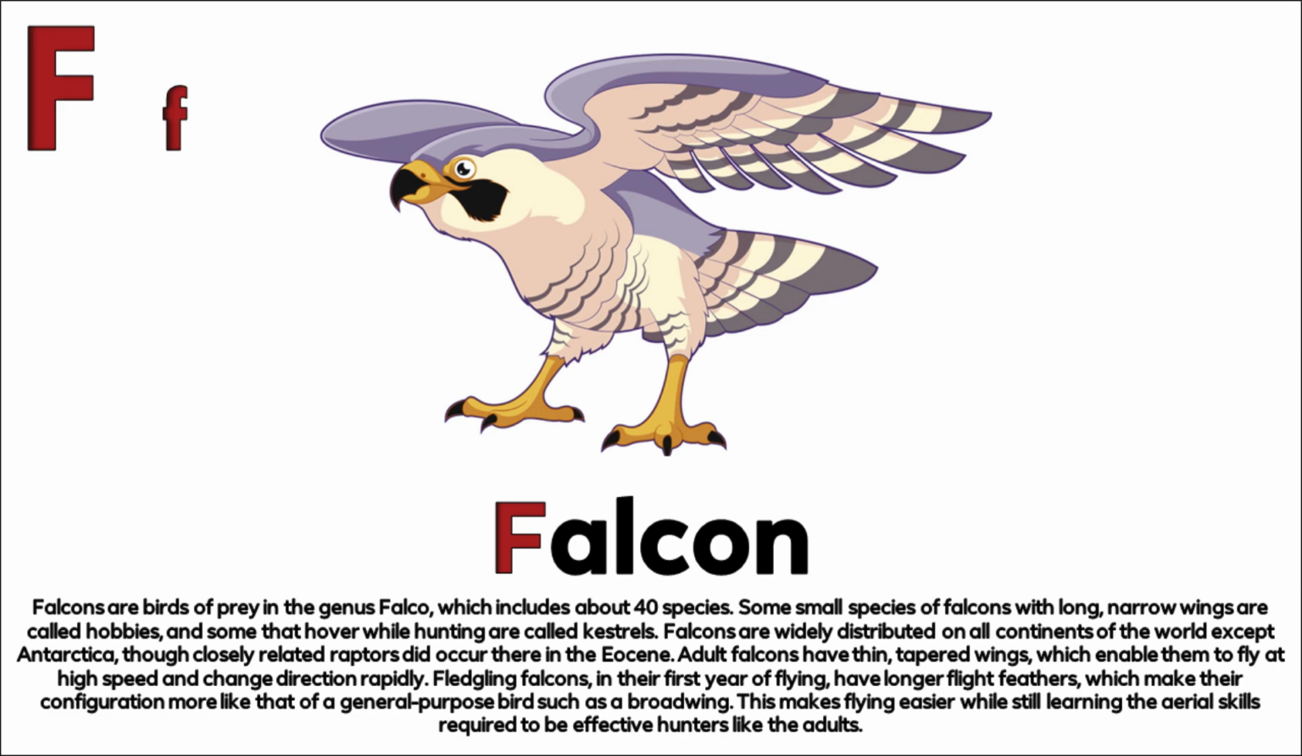Adult falcons have thin, tapered wings, which enable them to fly at high speed and change direction rapidly. Fledgling falcons, in their first year of flying, have longer flight feathers, which make their configuration more like that of a general-purpose bird such as a broadwing. This makes flying easier while still learning the aerial skills required to be effective hunters like the adults.